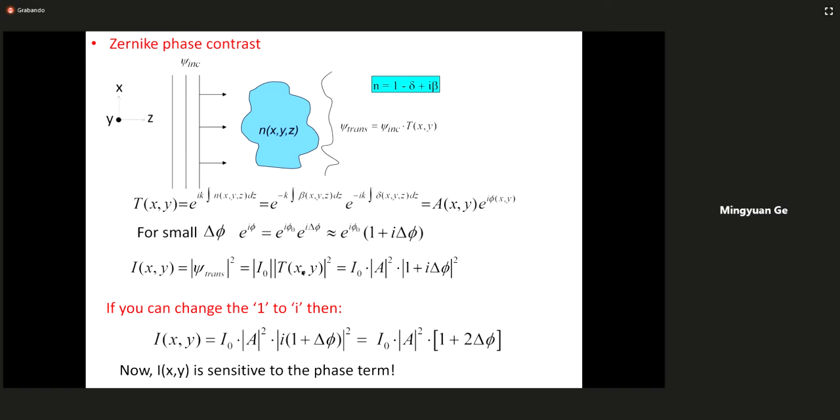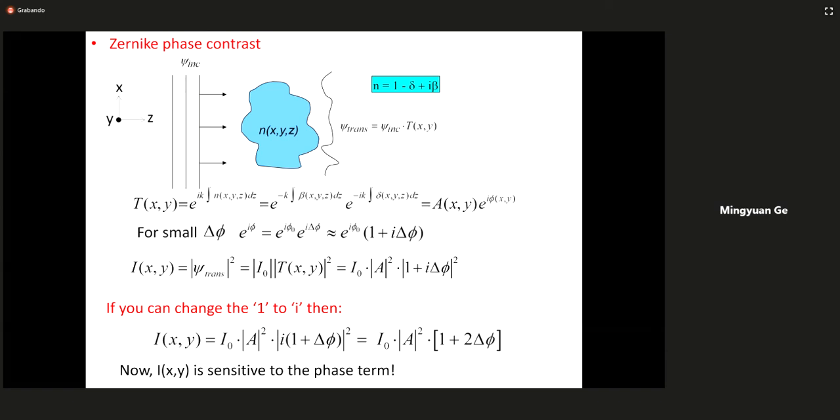Then the signal we collect from the detector is the square of the wavefront, the square of the transmission. Plugging this back into the formula, we get the square of 1 plus i delta phi. Because this delta phi is small, the square of 1 plus i delta phi is almost equal to 1. Again, we lose the phase information.